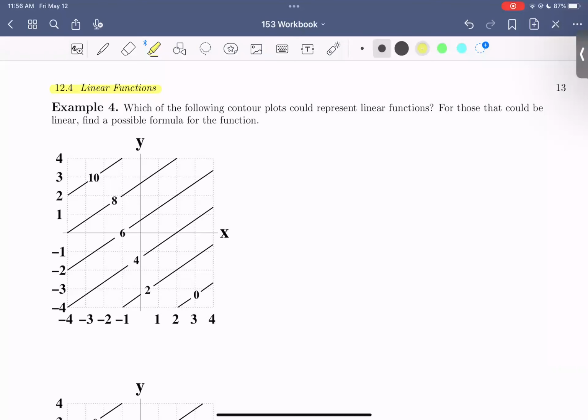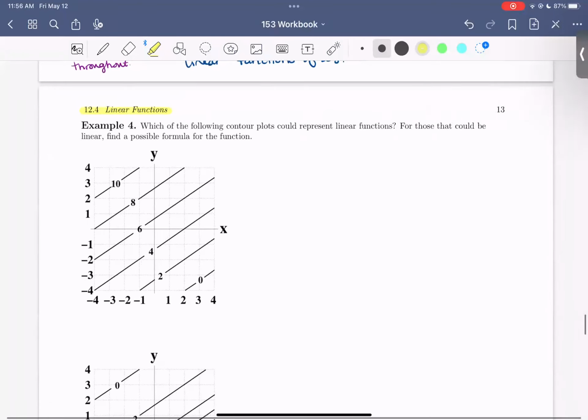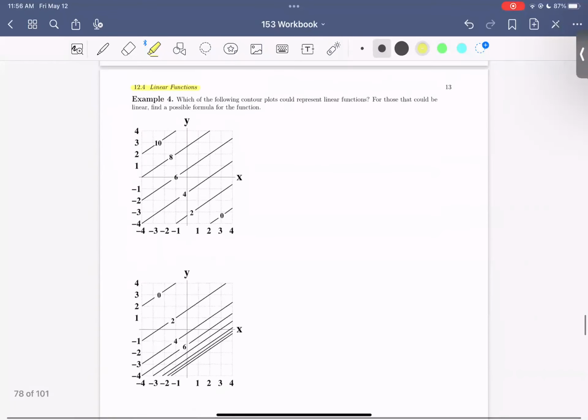In this video, we're going to look at example 4 in section 12.4, linear functions. In this example, we're given 3 different contour maps or contour plots, and we're asked to determine if each could represent a linear function. And for those that could, we want to find the formula for it if possible. We're going to do the first one together, and then I'll let you work out the last 2 and check your work.